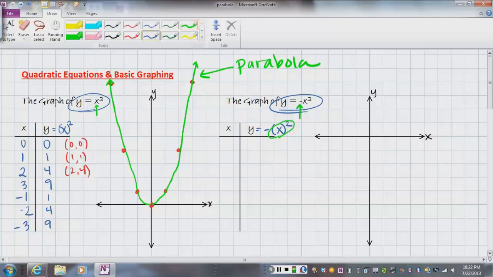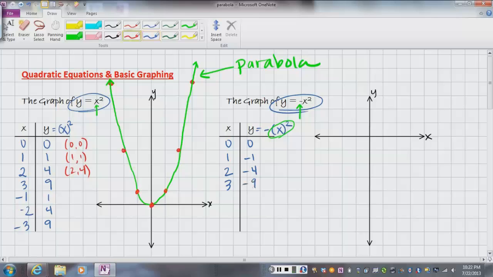I'm going to go through these points fairly quickly. When x is 0, y is 0. When x is 1, I square that. That's 1, and then I take the opposite. That's negative 1. X is 2, I square that and take the opposite. That's going to be negative 4. X is 3, y is negative 9.